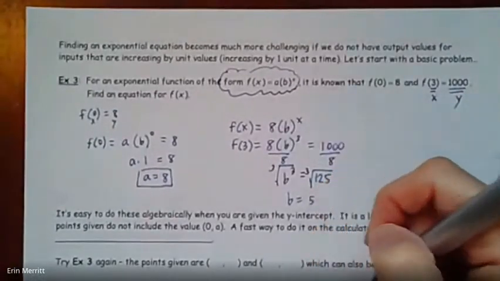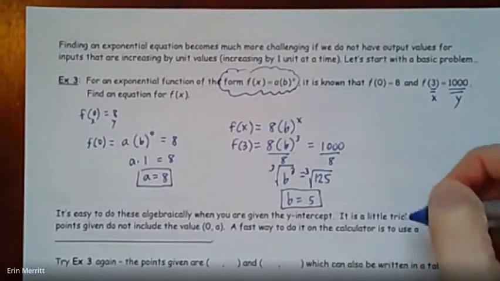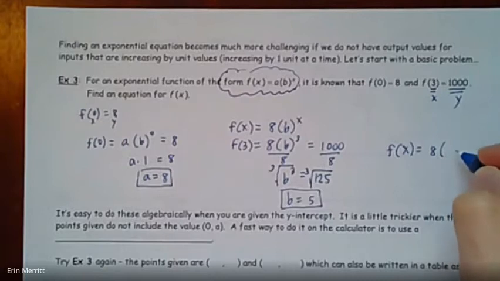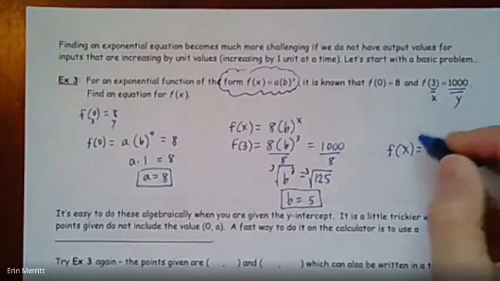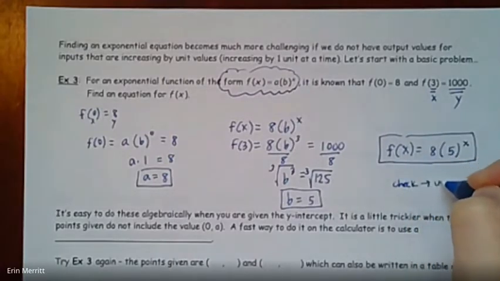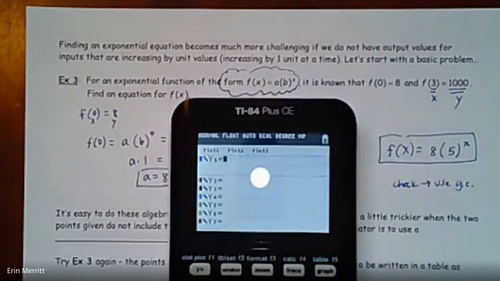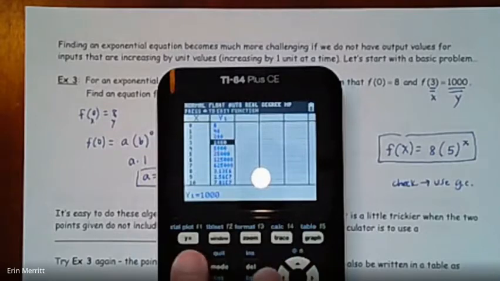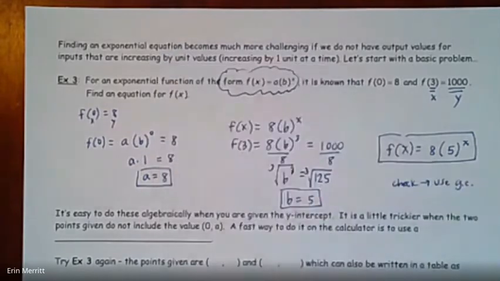And so what that means, when it says find the equation, is now a, so 8 times b, 5 to the x power. And it's super easy to check. Just use your graphing calculator. So if I now plug that into my y equals 8 times 5 and then raise it to the x power, go check the table. Are those points on there? So there's the point (0, 8) right there. And then if I come down, there's the point (3, 1,000). So we're good to go. So it's a nice little way to check and see if you're correct.